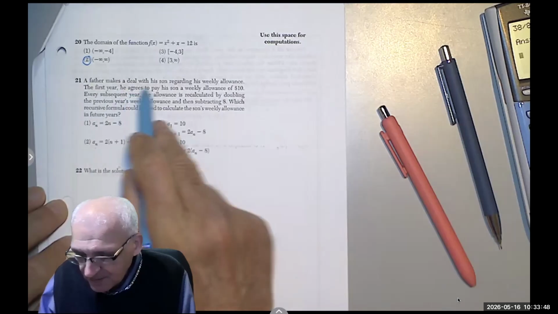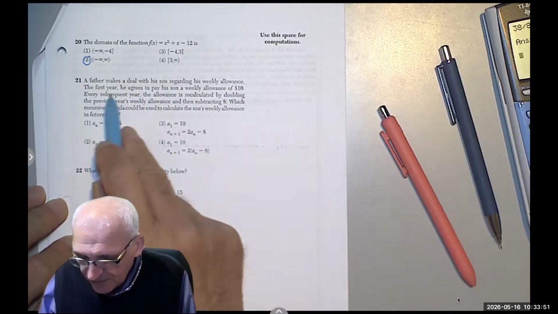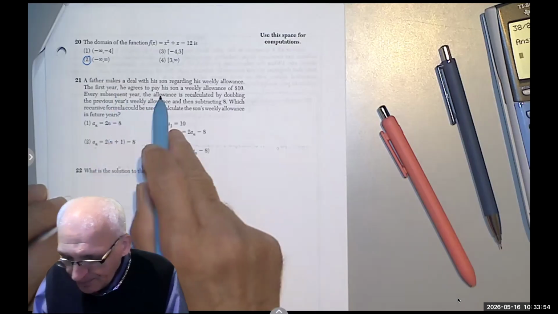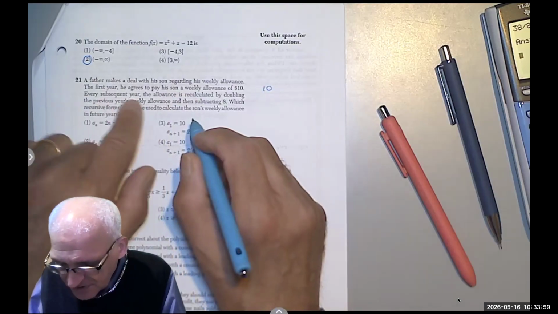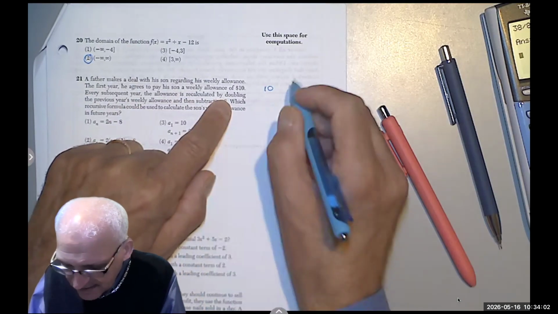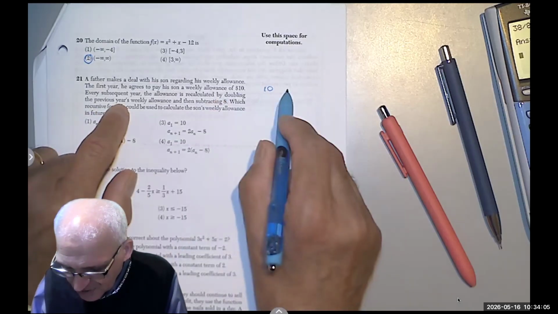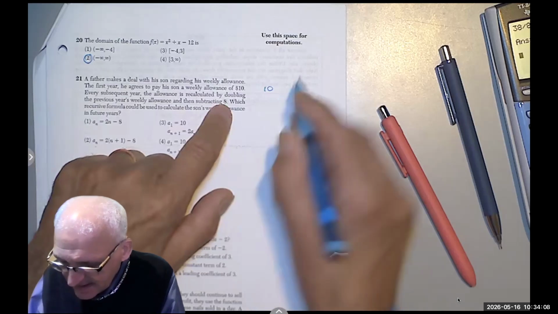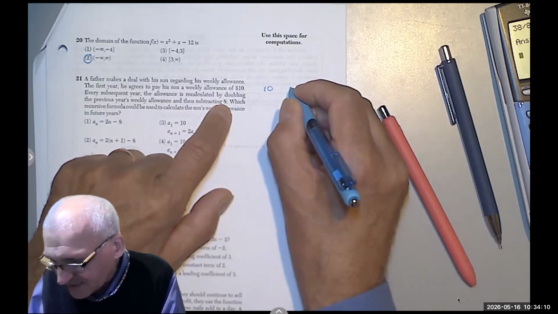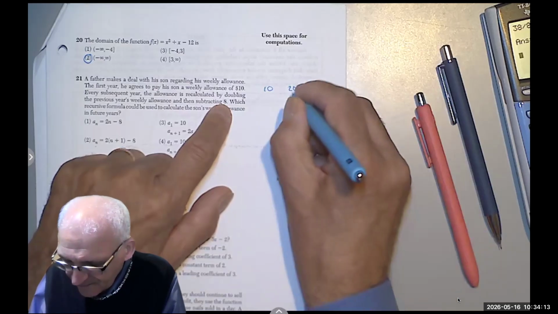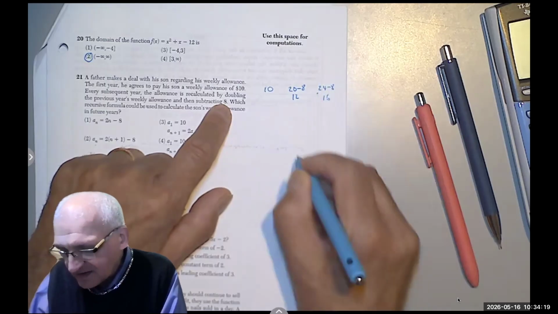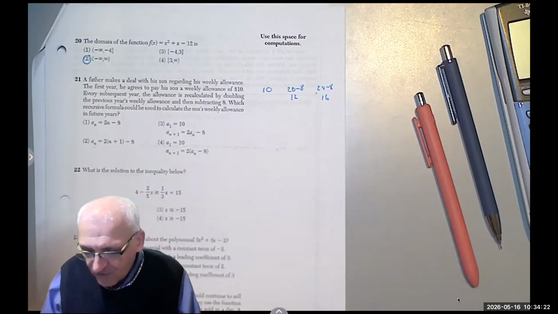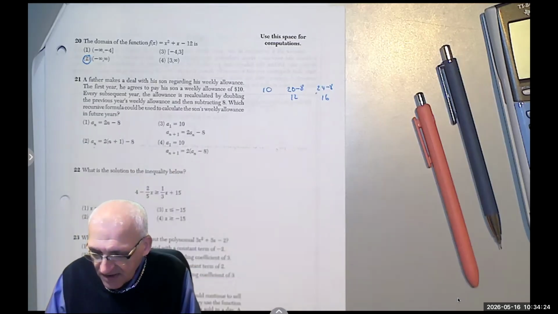A father makes a deal with his son regarding his weekly allowance. The first year, he agrees to pay his son a weekly allowance of $10. Every subsequent year, the allowance is recalculated by doubling the previous year, so the 10 becomes 20, and then subtracting 8. So it would be, for example, 20 minus 8, or 12. And then the 12 will double again. It would be 24 minus 8, which is 16, and so on and so forth. Which recursive formula can be used to calculate the son's weekly allowance in future years?